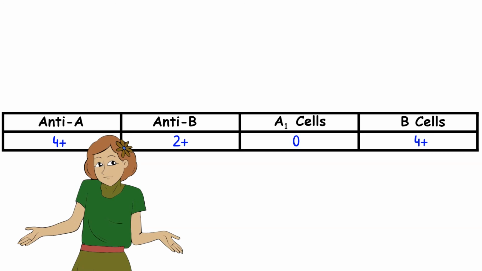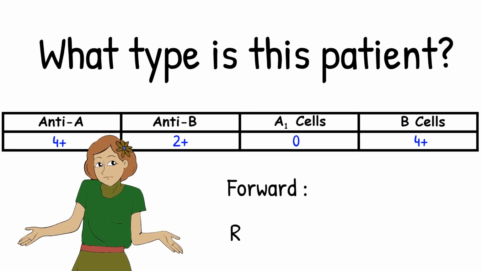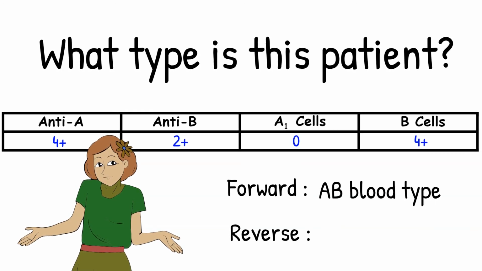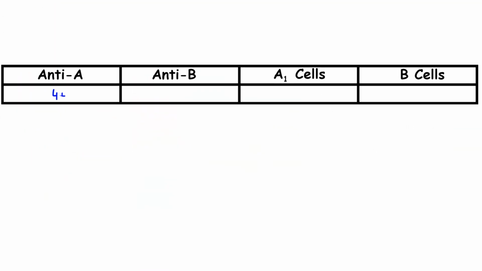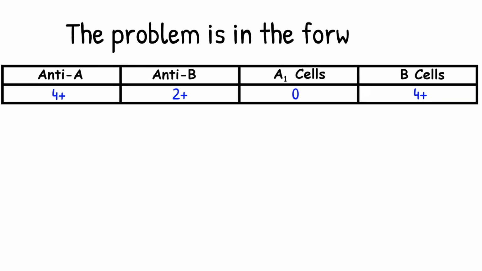Okay, one more example. What would you do if you see this type of reaction? The forward gives you type AB with a weak expression in antisera B, and the reverse gives you type A. Looking at these reactions, I would suspect that the problem is in the forward type. There is an unexpected reaction in antisera B.